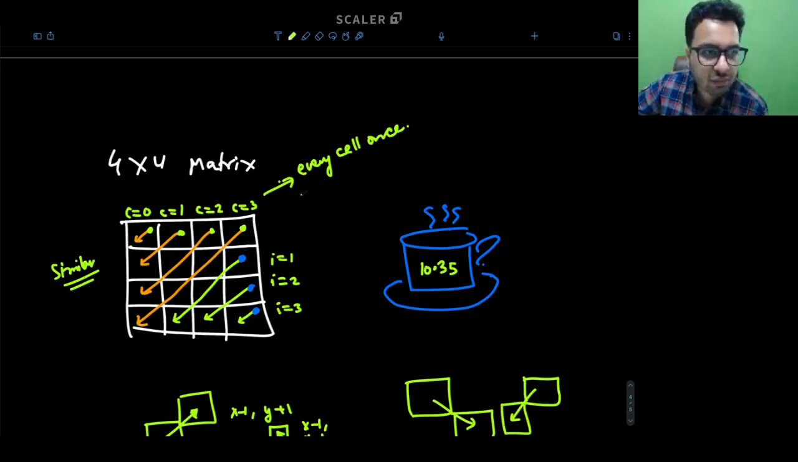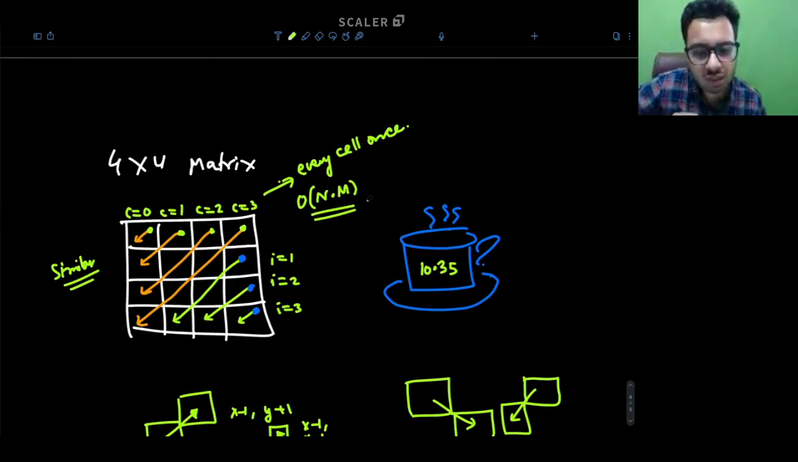How many cells do we have? So we have n into m cells. That means this is the time that we are taking to iterate on the complete matrix.